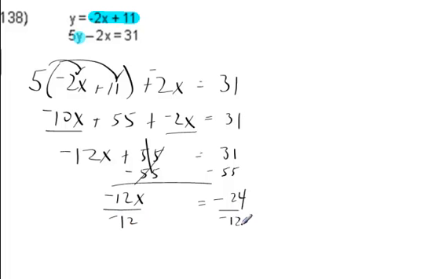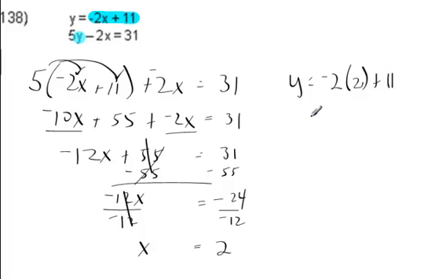Most times these are going to come out to be nice numbers. If it comes out to be a rotten fraction, you need to double check your calculations or even your original substitution. So just positive 2. If I substitute that back in, we'll put it right here where that x is. So I have y equals negative 2 times 2 plus 11.